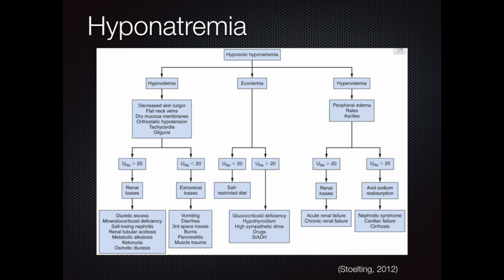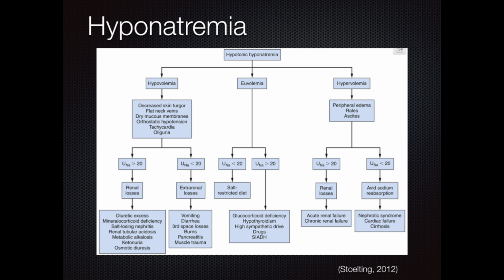Several disorders can lead to hyponatremia, and the pathophysiology can vary based on the cause. Hyponatremia can be present with decreased total body water due to renal disease states such as diuretic excess, mineralocorticoid deficiency, salt-losing nephritis, renal tubular acidosis, metabolic alkalosis, ketonuria, and osmotic diuresis, or by extrarenal issues such as vomiting, diarrhea, third space losses, pancreatitis, and muscle trauma. Basically, for the patient to be both hyponatremic and hypovolemic, he or she must simultaneously lose water and sodium.